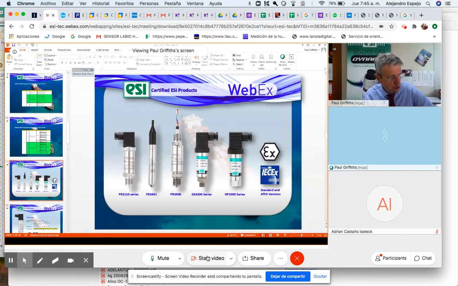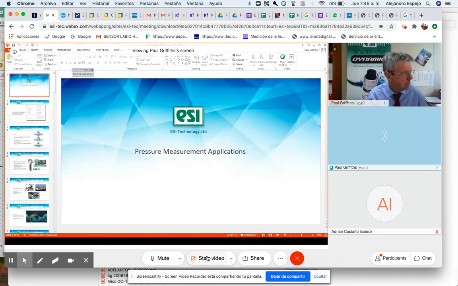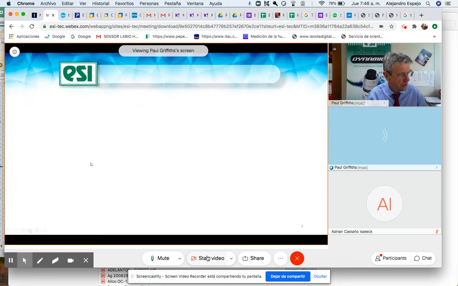So I wanted to show you that so that you could get an idea that if you have an application on a ship that needs approval, then we have quite a wide product range. We can cover lots of different pressure ranges, variations, different output voltages, connectors. It's quite open, really. Okay. So back to applications.